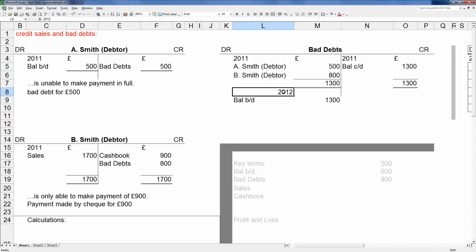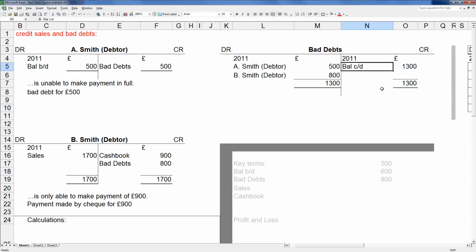And so what is going to replace the balance CD? Well, bad debts are an expense. Now, you don't always write this, but they're always an expense. So you send the total expenses to the profit and loss at the end of the year. So profit and loss will go there. And that's it, it's closed off. So no BDs, no CDs.